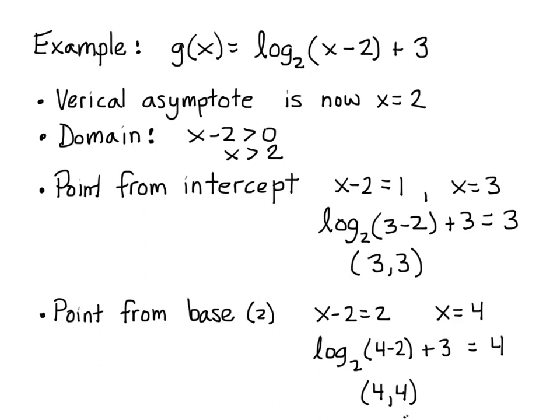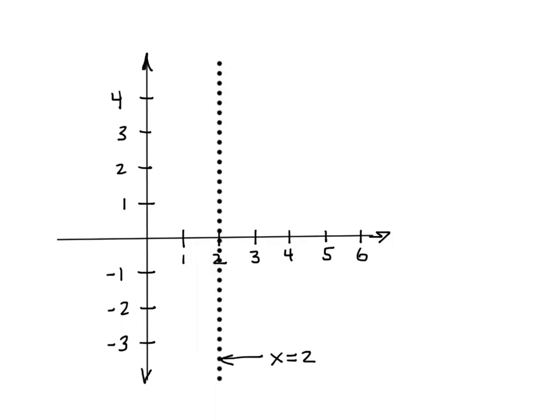So I have those 2 points, (3, 3) and (4, 4), and I also have the asymptote, because I know this isn't supposed to be 0 or less. So if I graph this now, I have my asymptote at x equals 2, yes? If it was log base 5, would we set x minus 2 equal to 5? To 5, yeah. So then it would be 7, right? Because then you'd have log base 5 of 5.